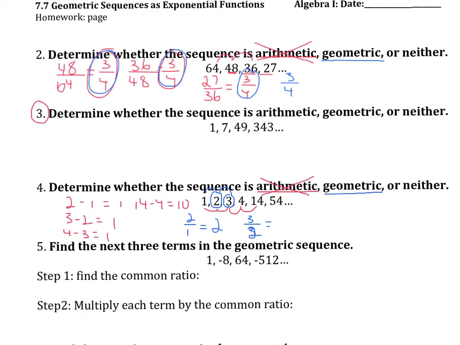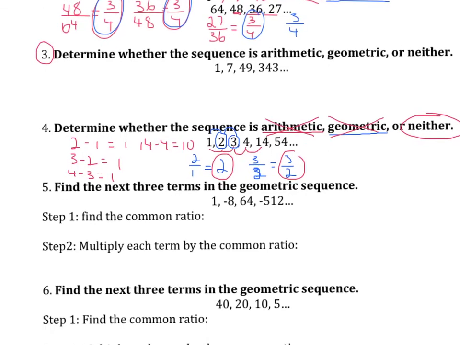That can't be reduced any further, so it's going to stay 3 over 2. And we have two different ratios between those two terms. So it's not a common ratio, which means it cannot be geometric, which means this is going to be neither.